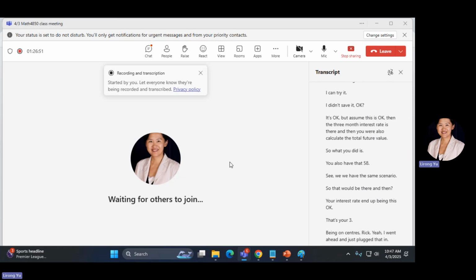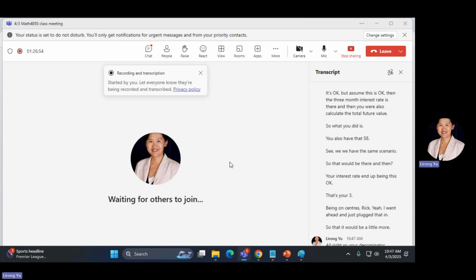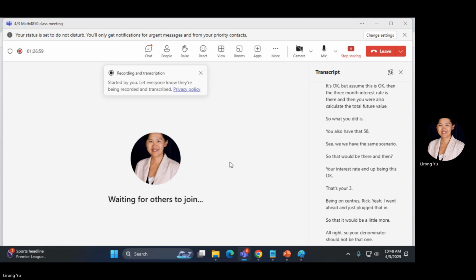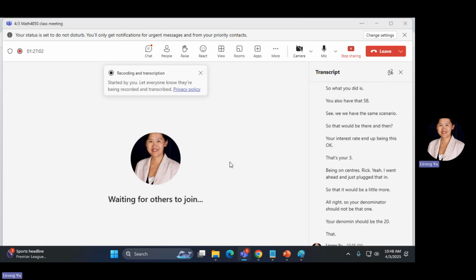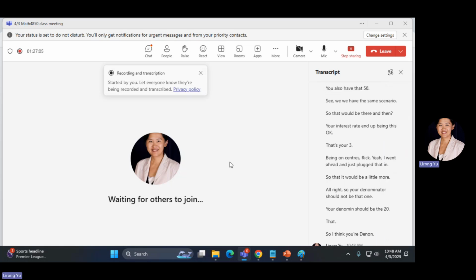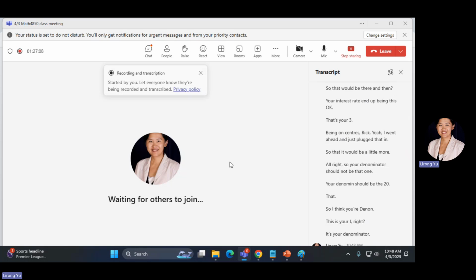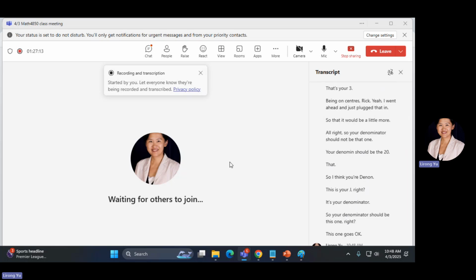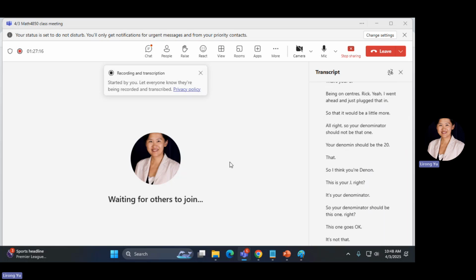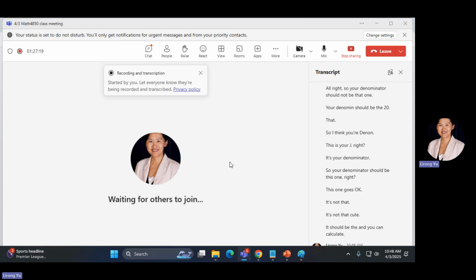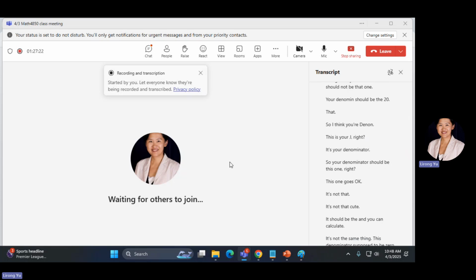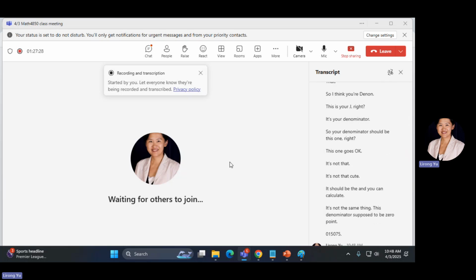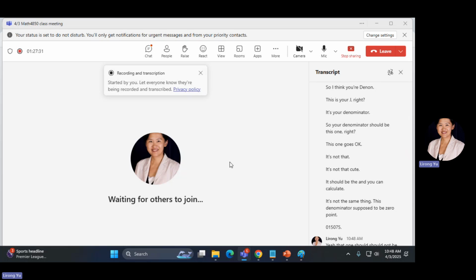All right, so your denominator should not be that one. Your denominator should be the 20. So I think your denominator, this is your J, right? Is your denominator for this. So your denominator should be this one, but it's not that one. You can calculate, it's not the same thing. This denominator is supposed to be 0.015075, at least. Yeah, that one should not be it. This one should be also the same.